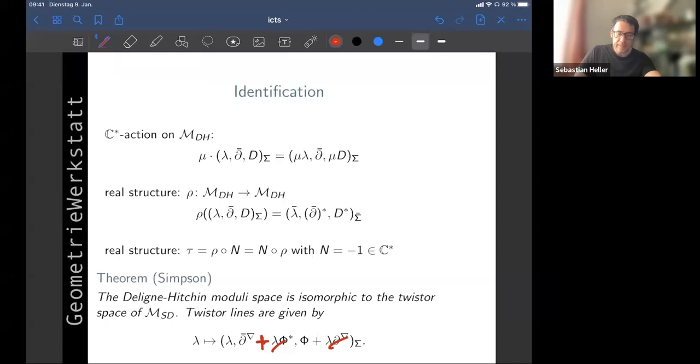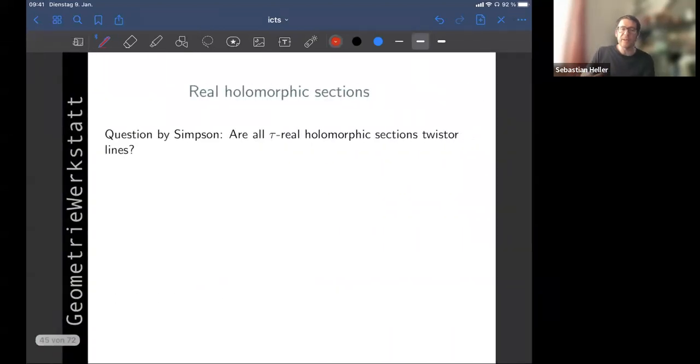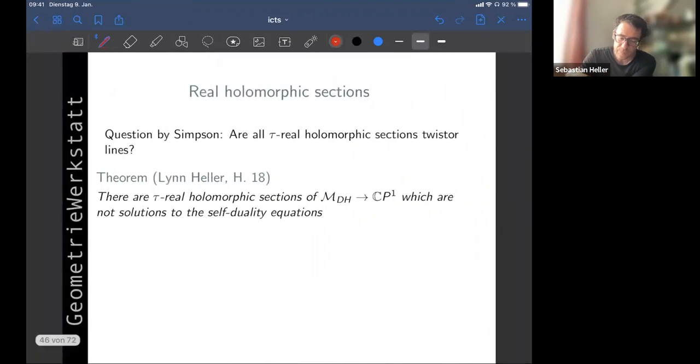So let me explain some theorems of my own. There was a question by Simpson whether all real holomorphic sections of this twistor space are actually solutions of the self-duality equations, or twistor lines. And the answer is no. There are other sections which are not global solutions of the self-duality equations.